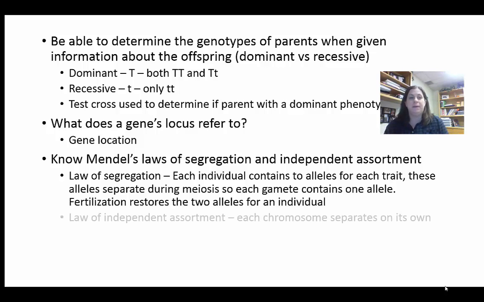You then get your 2 copies of chromosome 1 again when the egg and the sperm fuse together. Remember, the law of independent assortment says that each chromosome separates on its own. Remember, chromosome 2 doesn't care what chromosome 5 is doing. They separate on their own.